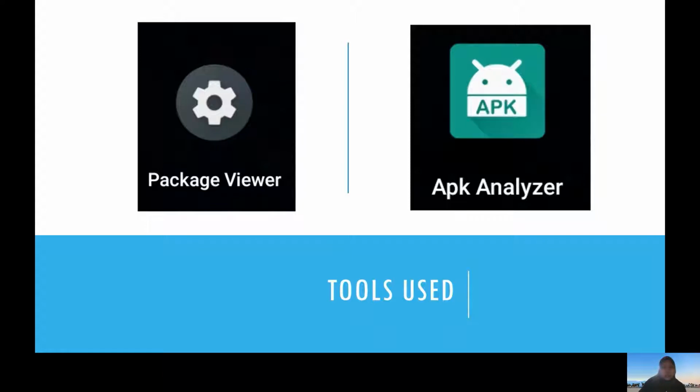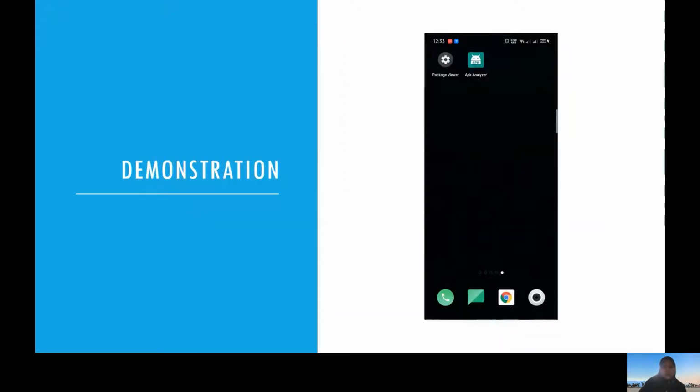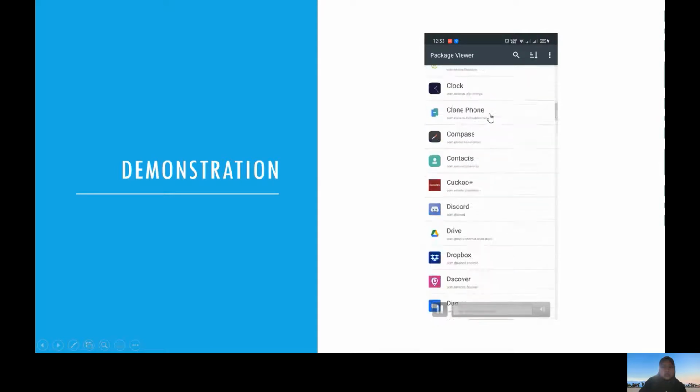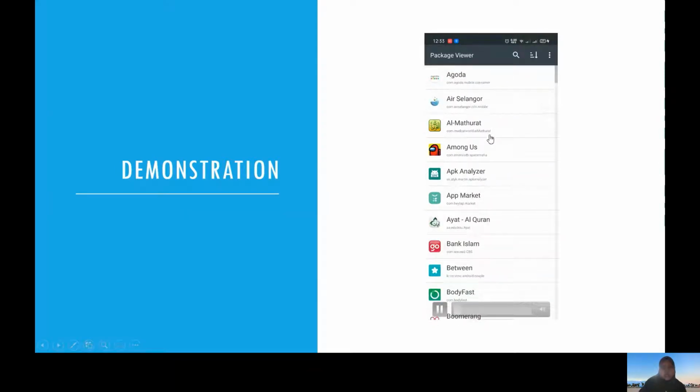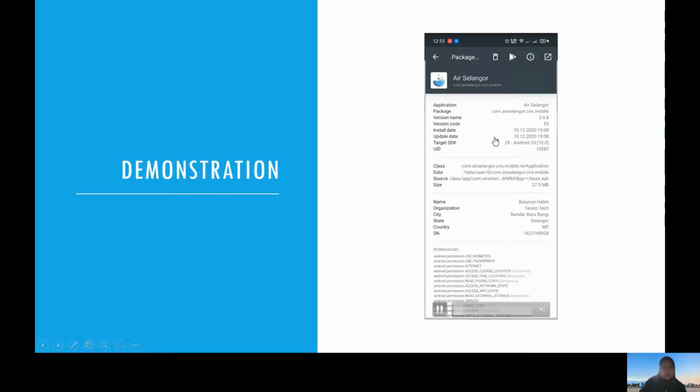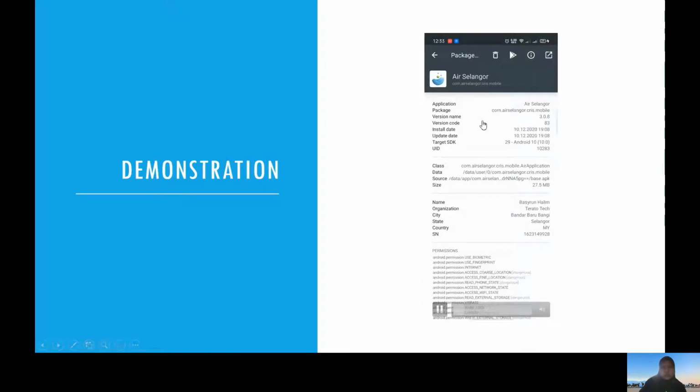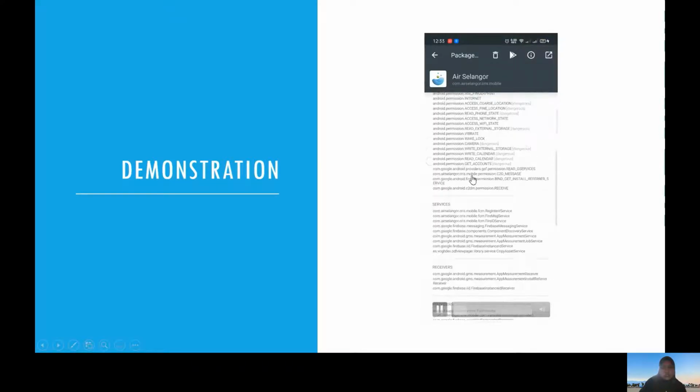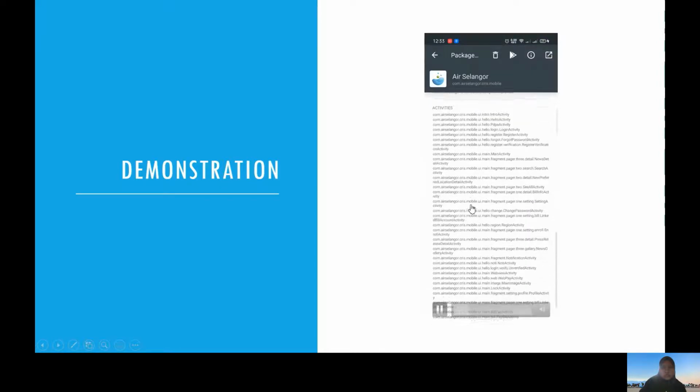These are the tools that I use for package play viewer. First is package viewer and APK analyzer. I will demonstrate to you how to use both tools. Alright, as you can see, there are two tools in here. Package viewer, first, will display all the installed applications. For example, I choose Ais Lango. It states the package name, version name, the permissions, services, receivers, providers, and activities.